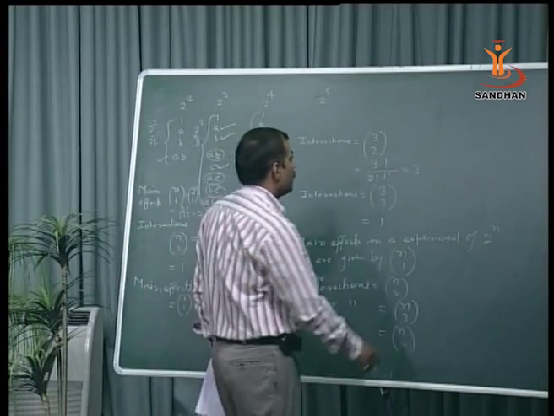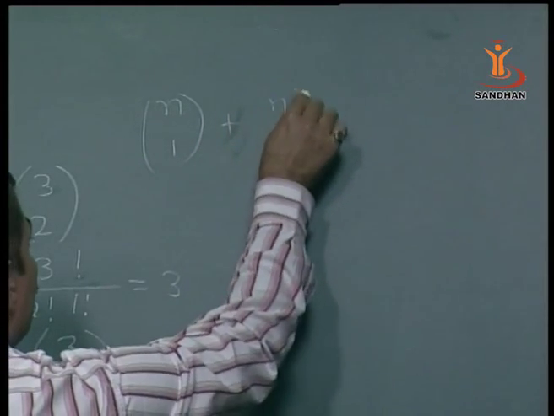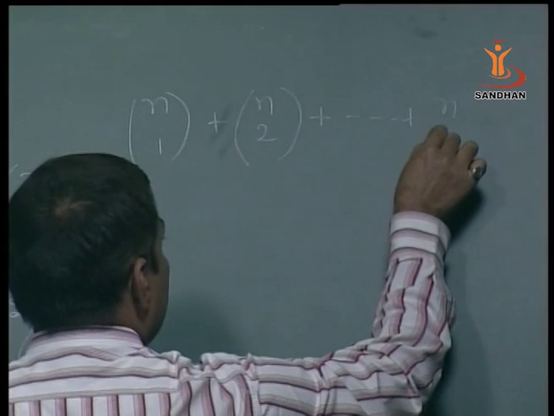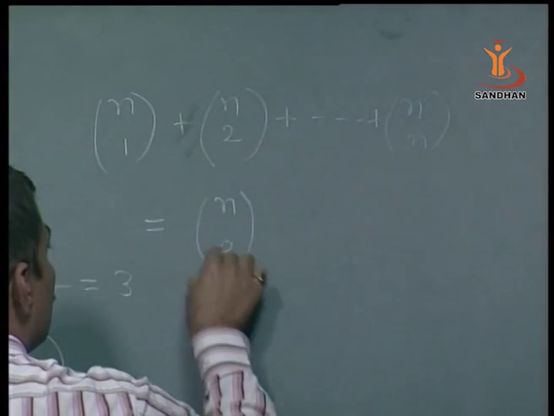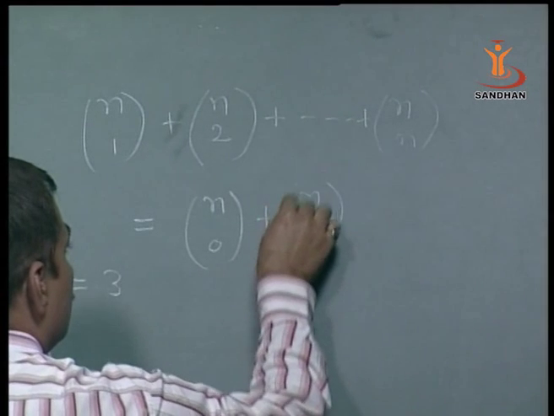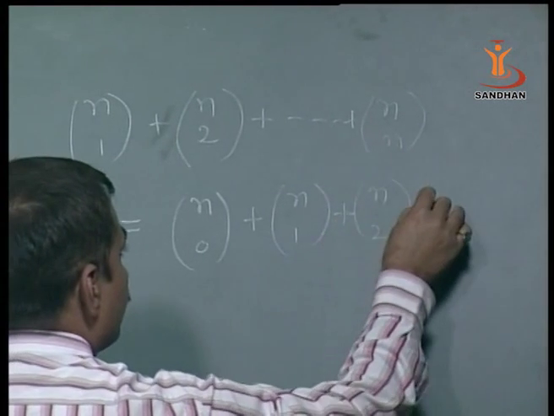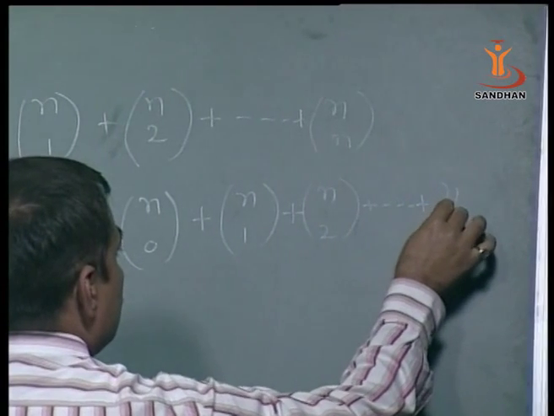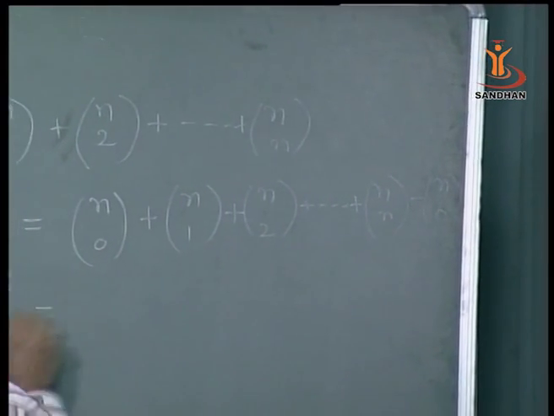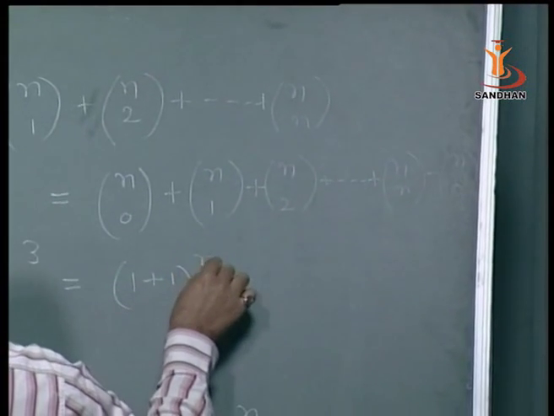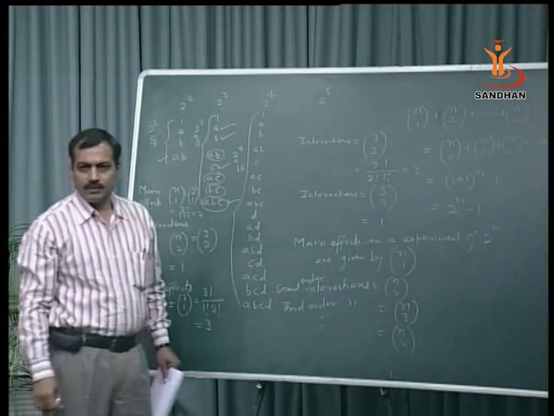Now if we add all these, that is total effects nC1 plus nC2 up to nCn, and if we add nC0 here, this will be nC0 plus nC1, nC2, and so on up to nCn, and if we subtract the same as 1, so this will come out as 1 plus 1 raised to power n minus 1, that is 2 raised to power n minus 1.